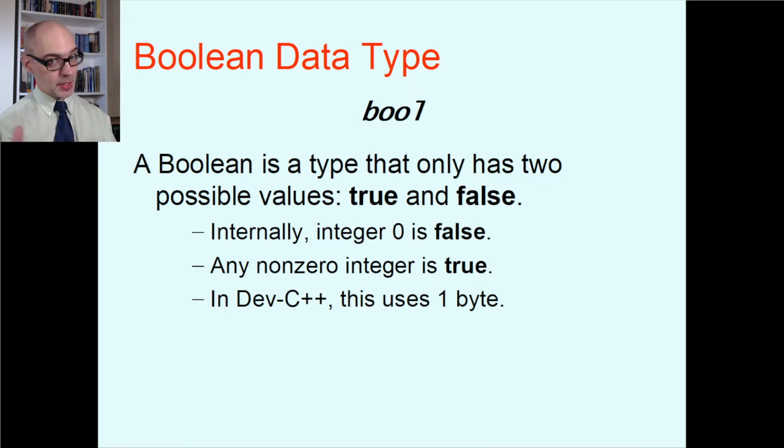Now again, everything's a number. So internally, to store false, you are actually storing the number 0. When you're storing true, on C++, that could actually be any non-zero value would get counted as true. It's probably going to get stored as the number 1. And in Dev C++, this uses 1 byte, the same as a char actually.